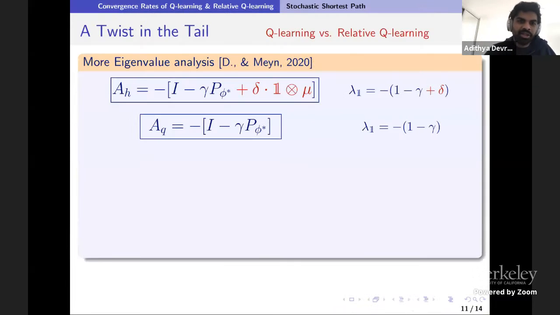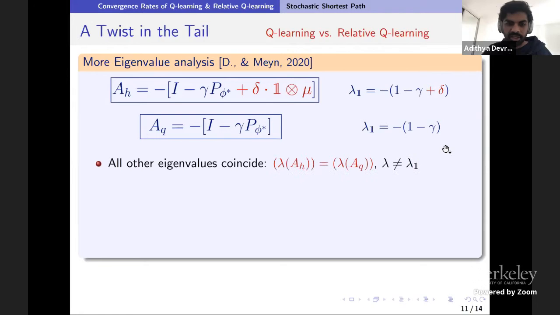I won't take long, but this is another result that we showed in the paper. What we show is that the eigenvalue that corresponds to the right eigenvector 1 is minus of 1 minus gamma plus delta for relative Q-learning, and minus of 1 minus gamma for the Q-learning algorithm. All the other eigenvalues of these two matrices are exactly the same.